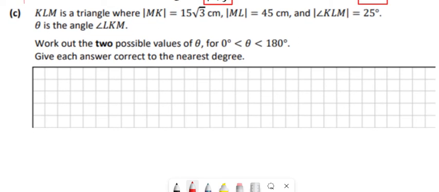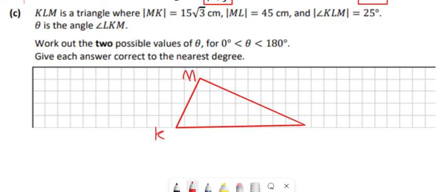Right, part C, we've got a triangle here again. So I'm labeling them M, K and L. MK is 15 root 3. ML is 45. And KLM is 25. We're trying to work out LKM. LKM is this one down here, so we'll let that be theta.